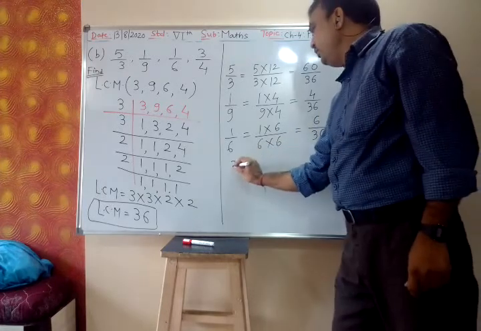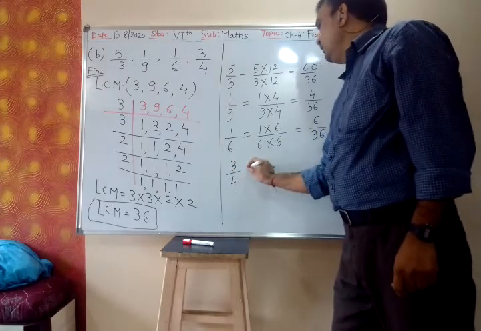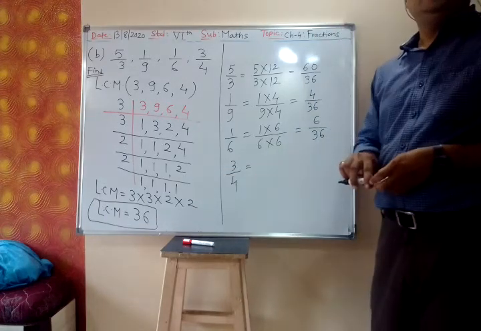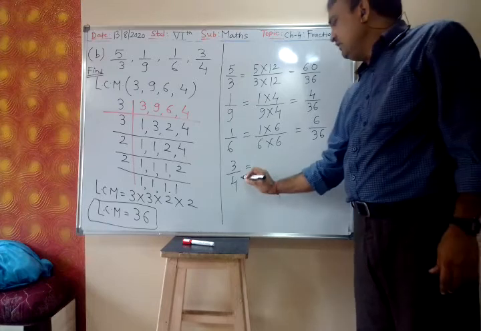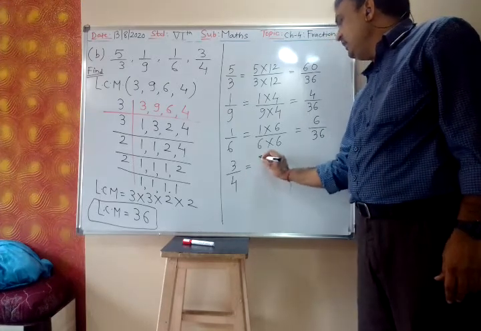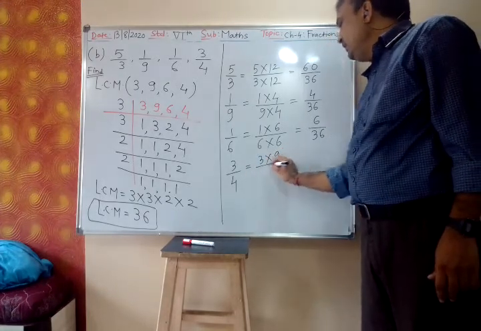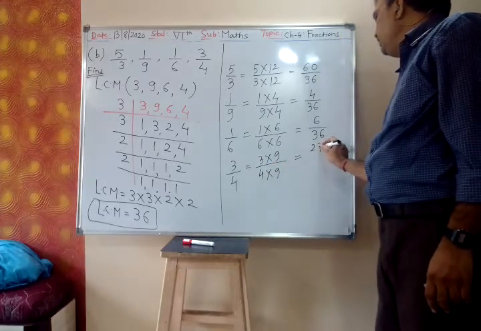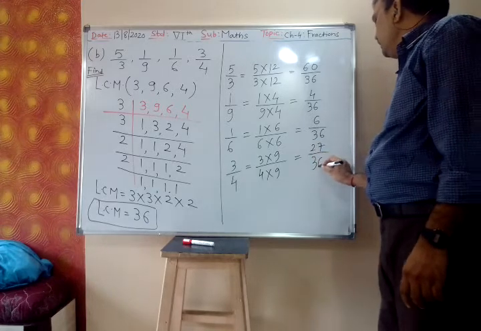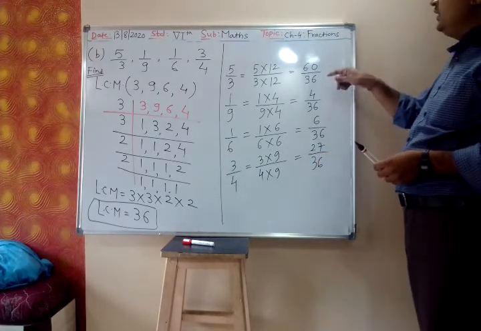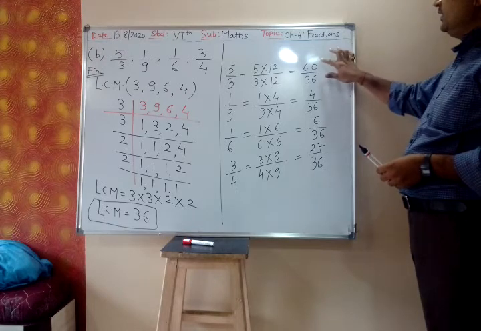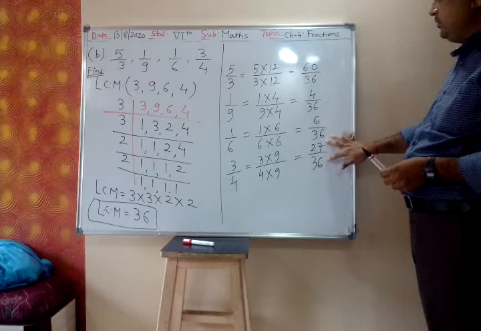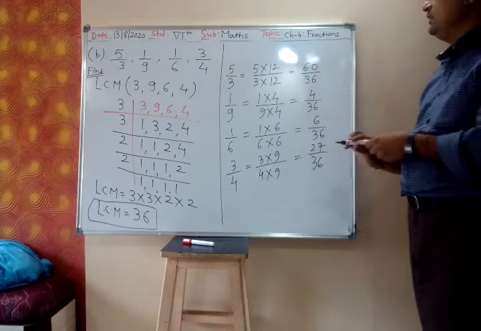Then 3 upon 4. The denominator is 4, we want denominator as 36. To convert the denominator into 36, I will multiply by 4. So multiply numerator by 4, multiply denominator by 4. So that is 27 upon 36. So now the denominator of all the fractions is 36: 60 upon 36, 4 upon 36, 6 upon 36, 27 upon 36. So these are like fractions.